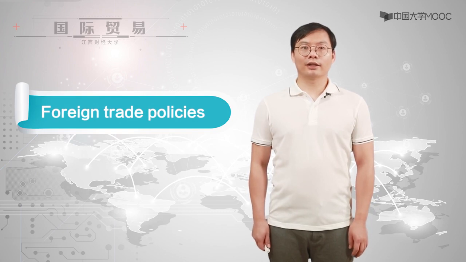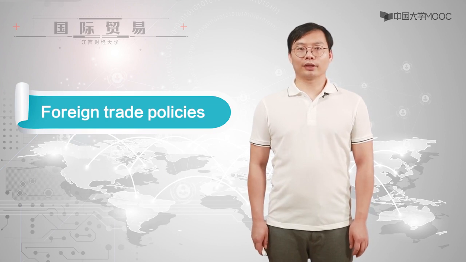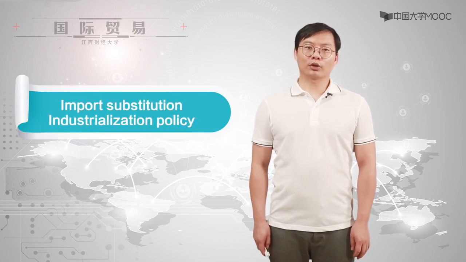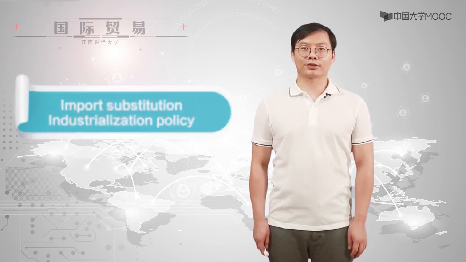After learning this chapter, you are expected to learn the important foreign trade policies that had been implemented in history. For example, import substitution industrialization policy and export-oriented industrialization policy. In addition to these policies, we are also going to discuss the foreign trade policies in the United States and in South Korea. In the rest of this video, we will talk about import substitution industrialization policy.